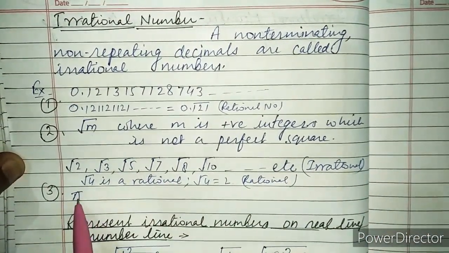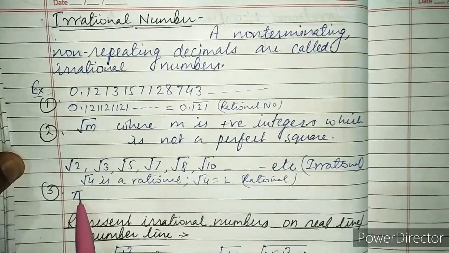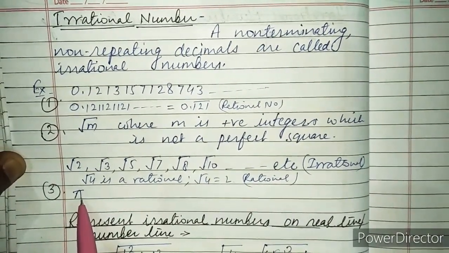Along with this, the third type of irrational number is pi. Pi is again an irrational number.